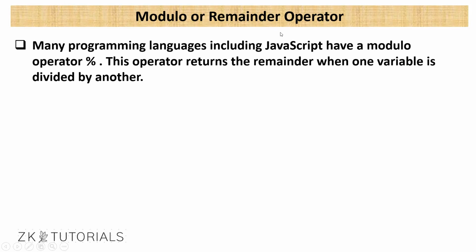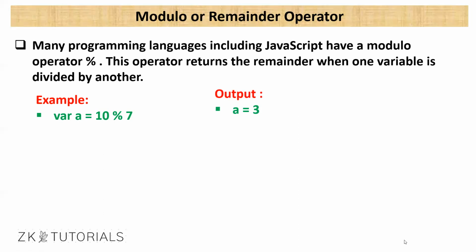Many programming languages, including JavaScript, have a modulo operator, which is basically a percentage sign. This operator returns the remainder when one variable is divided by another. Let's see by the examples. Suppose this is an example: variable a, 10 modulo 7. The output would be 3. How it is coming, let me show you. It is giving the remainder.